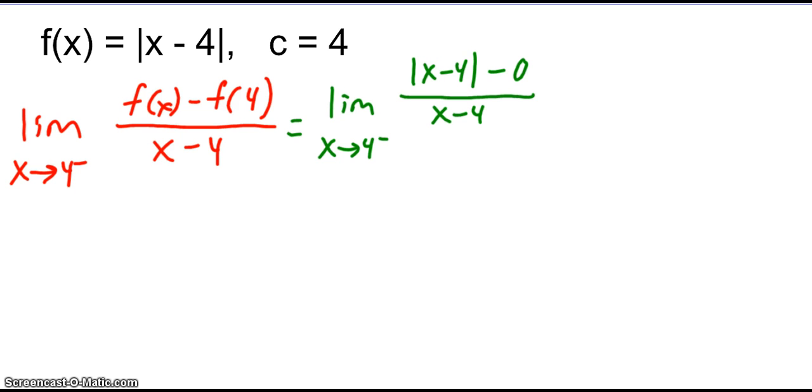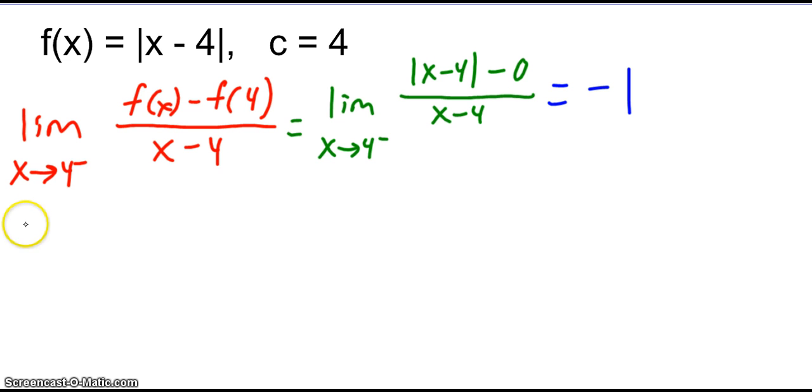Well, what is this limit going to be? Remember, we evaluated limits like this in our limit unit. I know that the absolute value of x minus 4 and x minus 4 are not always going to have the same value. The absolute value of x minus 4 is always going to be positive. X minus 4 can be positive or negative. If we're approaching 4 from the left-hand side, then the denominator will be negative. So this will be negative 1.